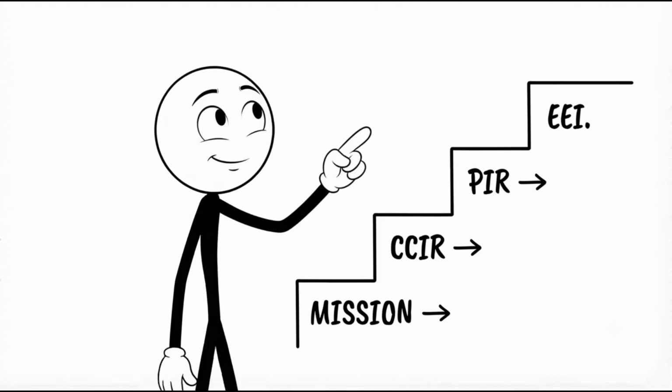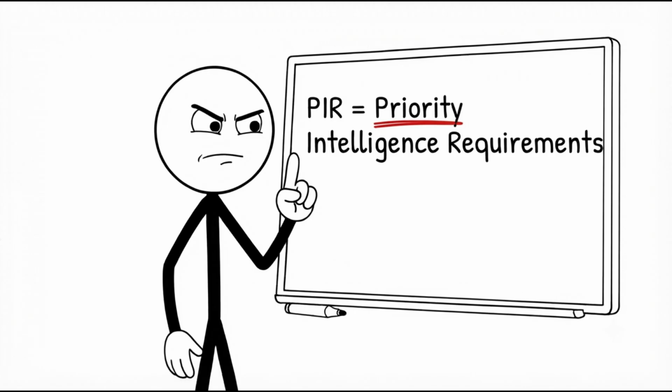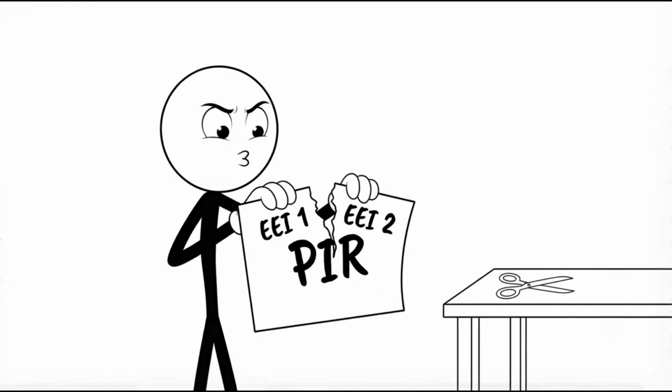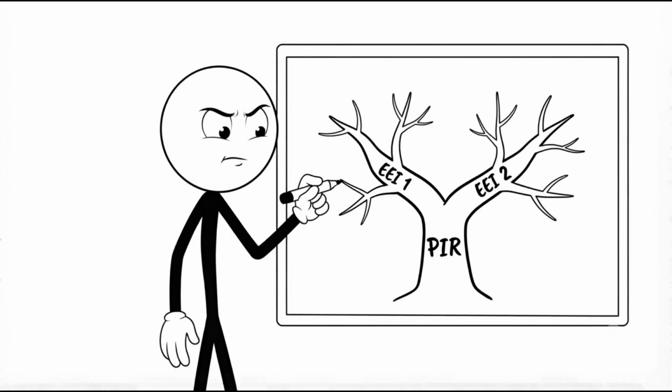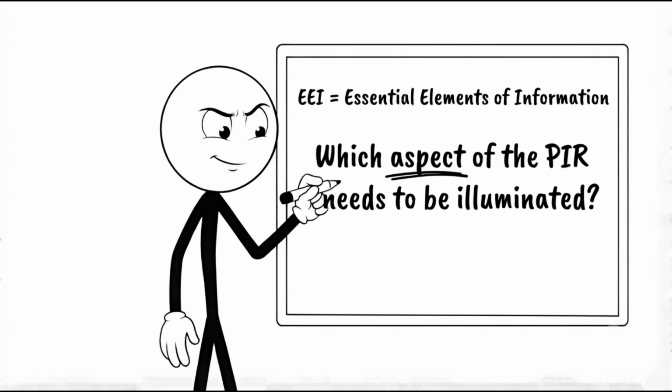The path from information requirement to actionable intelligence then runs through 4 stages. Mission, critical contribution to higher-up's intent, CCIR, PIR, EEI, and each level refines the one before it. A PIR by itself is too broad to answer directly, so it gets broken down into essential elements of information, or EEIs. Therefore, think of a tree. The trunk is your PIR. The branches are your EEIs, the specific information fields you need to illuminate. Which aspect of the PIR needs to be addressed? What exactly do I want to know within the sub-area?